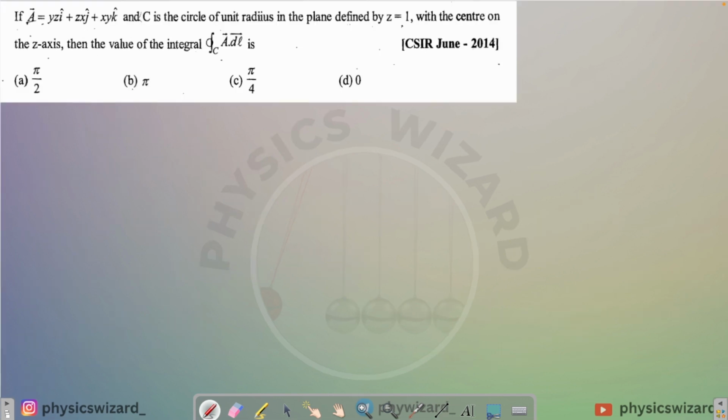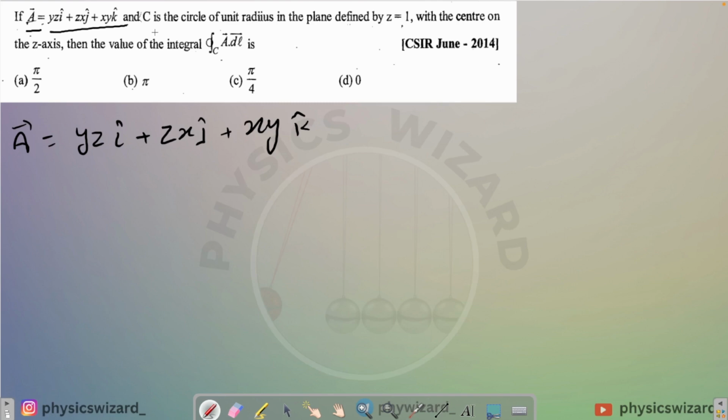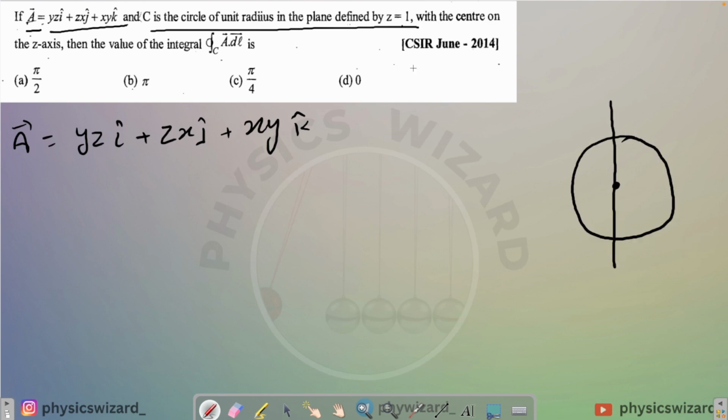Let's see this question. This is a very interesting concept. A vector a is given to us. Let's write this vector a: yz i cap plus zx j cap plus xy k cap. C is a circle of unit radius defined by z equals 1 with a center on the z axis. This doesn't bother us, where it lies.